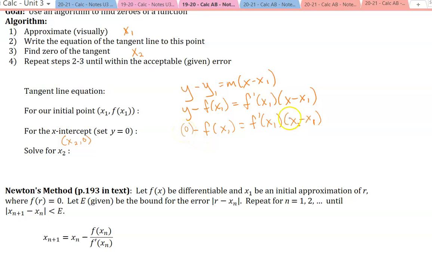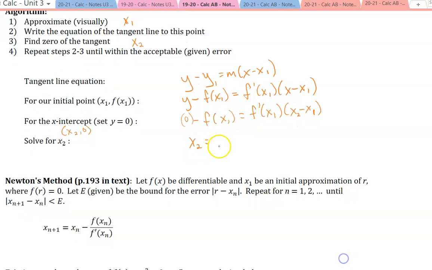Okay, so now we want to isolate this. So I'm going to do two algebra steps. I'm going to first divide by f prime of x sub 1 to get this piece by itself, and then add x1 to both sides. So we end up with x2 is equal to x sub 1 minus f of x sub 1 over f prime of x sub 1. If you want to do that in two steps, that's fine, but I just went ahead and did both algebra pieces at once. Okay, so what I have here is I now have an equation that is the second x-intercept written in terms of the first.